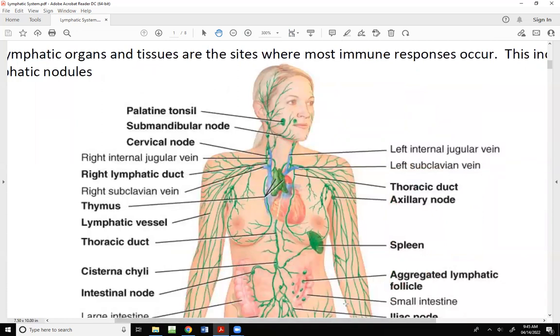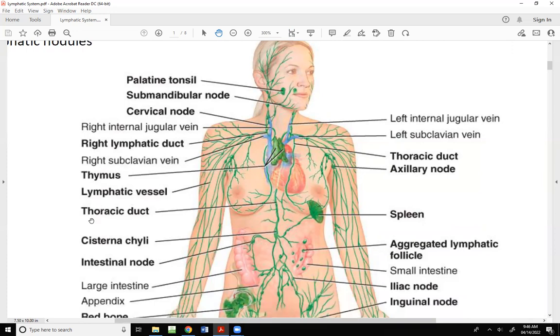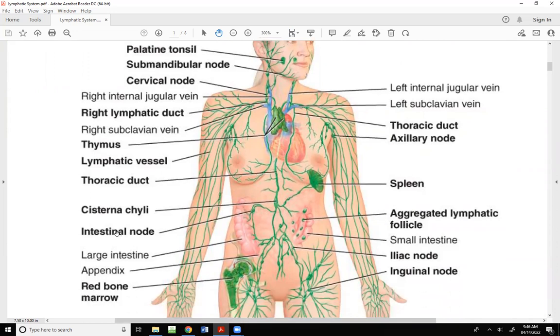So here's what you need to know, at least for now. Highlight the following: the palatine tonsil, that's labeled; the submandibular node, that's labeled; the cervical node, that's labeled; the right lymphatic duct, the thymus, the thoracic duct, the cisterna chyli, the intestinal node.